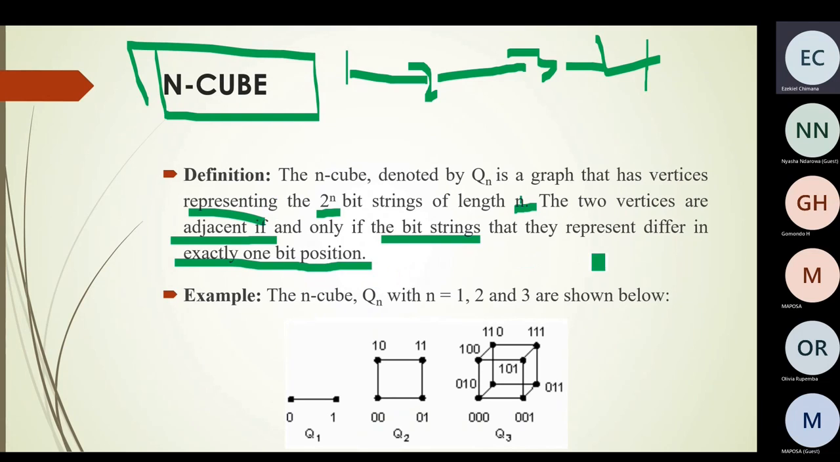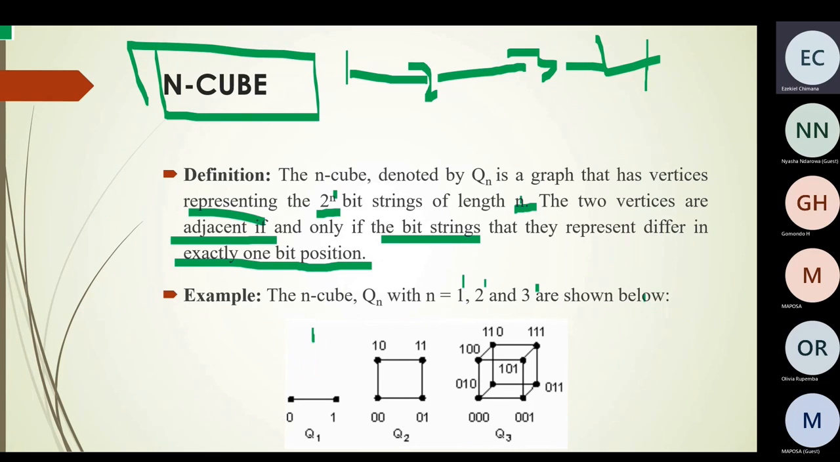You just need to understand these conditions for your n-cube. Firstly, it's 2 to the power n for your bit strings, and n will be the length of your bit string. And each vertex will be adjacent to the one that differs in exactly 1 bit position from the vertex we are referencing. So the n-cube Qn with n equal to 1, 2, and 3 are shown below.